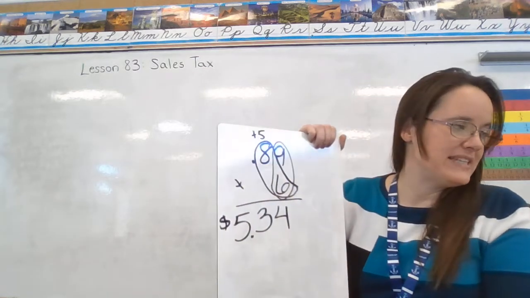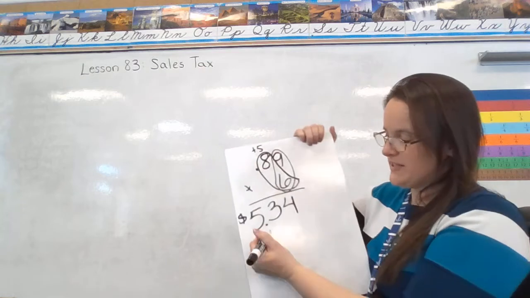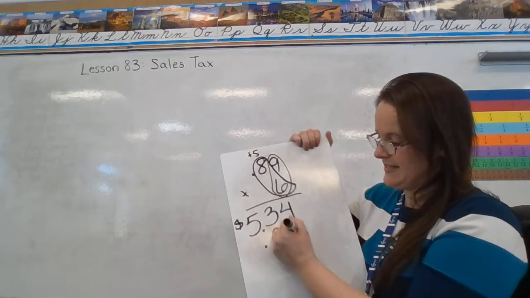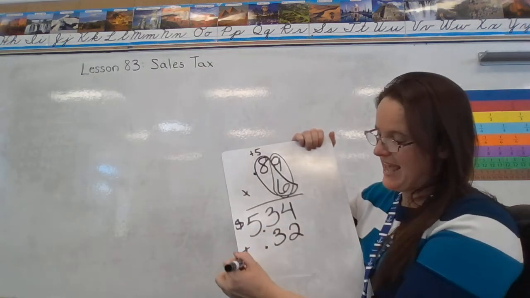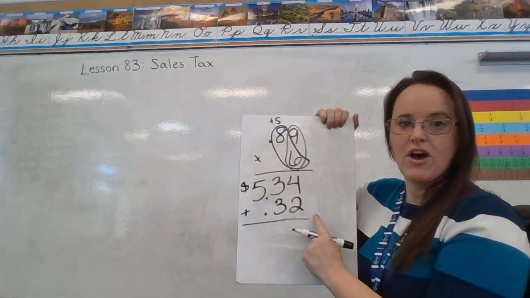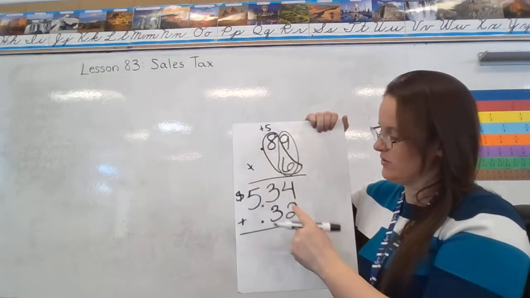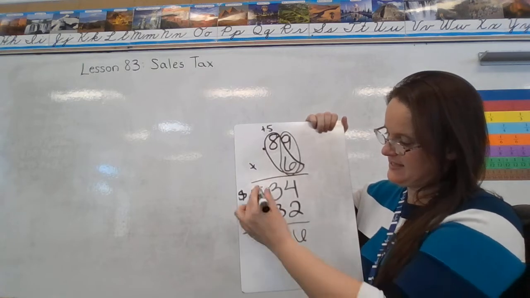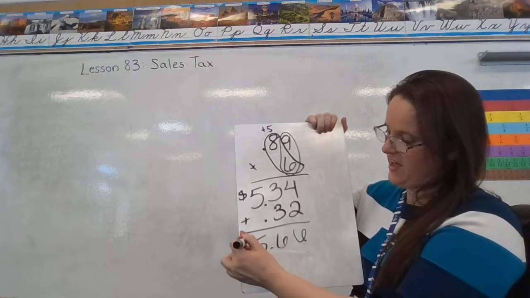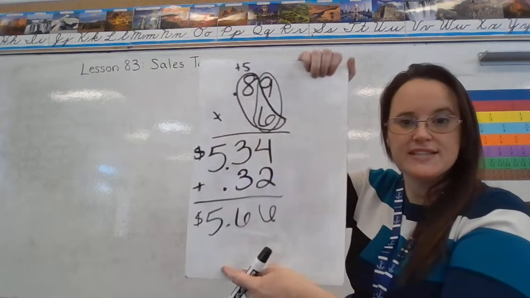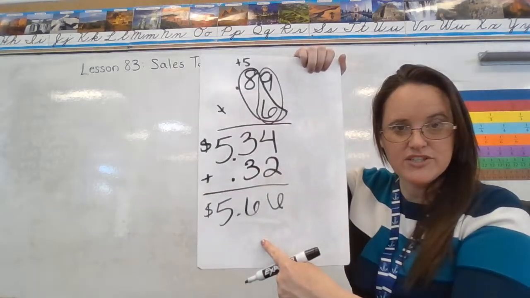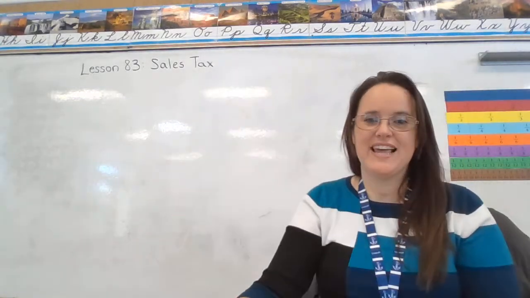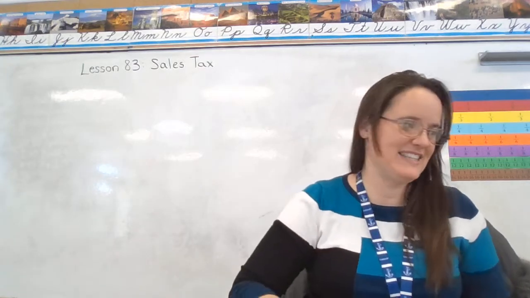But he had to pay sales tax, which was 32 cents. So we have to add that sales tax on top of the price of the bolts. So 4 plus 2 is 6. 3 plus 3 is 6. 5 plus nothing is 5. So Yin's total price at the cash register was $5.66.